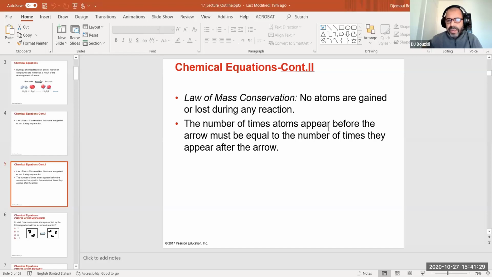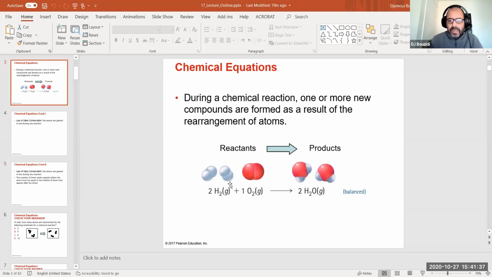The number of times an atom appears before the arrow must be equal to the number of times it appears after the arrow. If I calculate the number of hydrogen atoms here, they will be the same number afterwards. They may have rearranged themselves. They used to be in a certain configuration, but now they're in a different configuration. That's what chemistry is all about, but their number stays the same, okay?